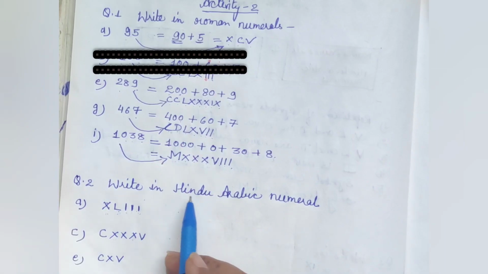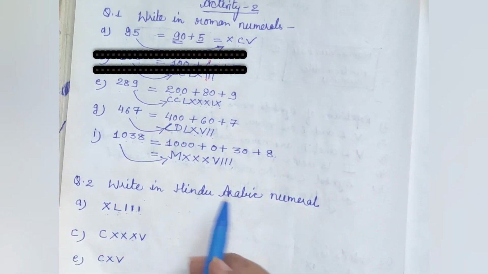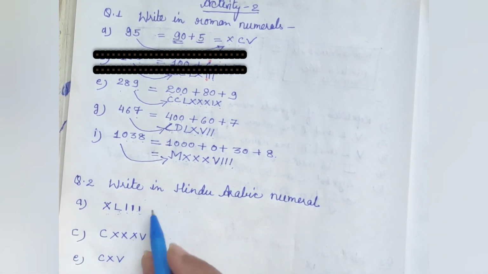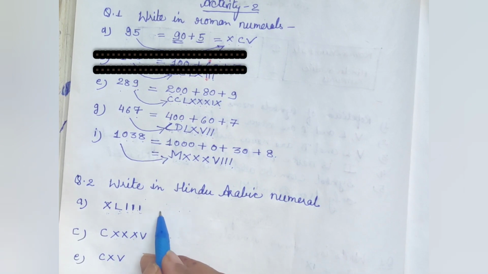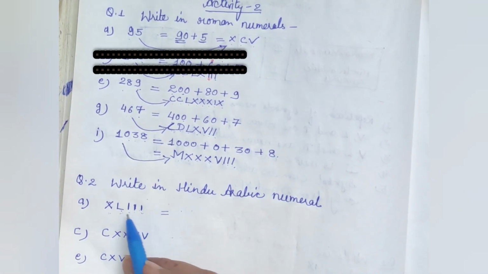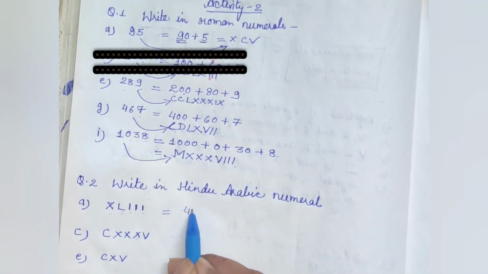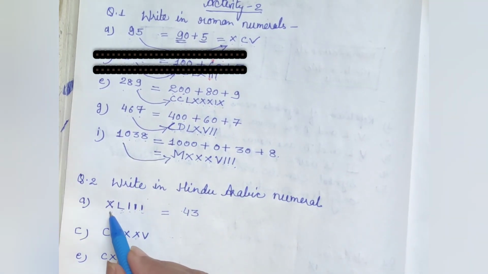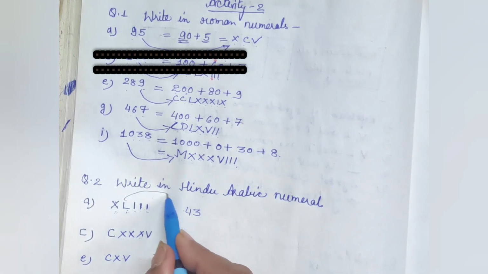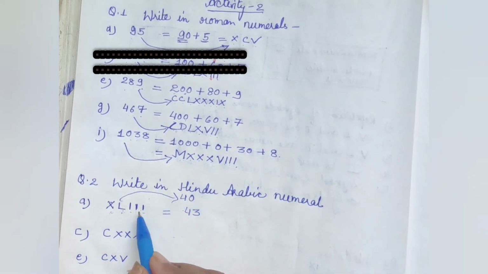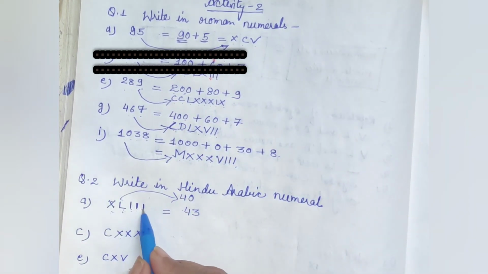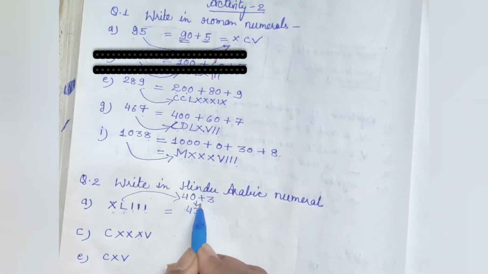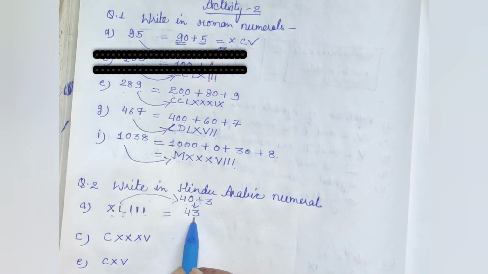Question number 2, write in Hindu-Arabic numeral. In XLIII is equal to 43. As you know, XL is equal to 40 and III is equal to 3. So its value is 43.